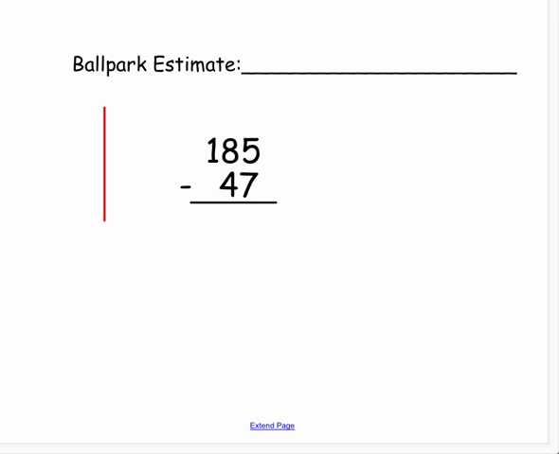Next one. This time we're moving into subtraction. Here's the minus sign. I'm going to start by making a ballpark estimate. 185. This time I'm going to practice estimating to the tens place. To do that, I'm going to look at the number in the ones. This number here is a 5, so that means my tens go up 1. Instead of 8 tens, I'm going to have 9 tens. That 100 stays the same. I'm going to change my 8 to a 9, and the ones place turns into a 0. So 190 minus, now I'm going to look at the numbers down below.